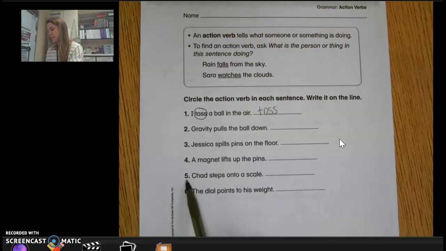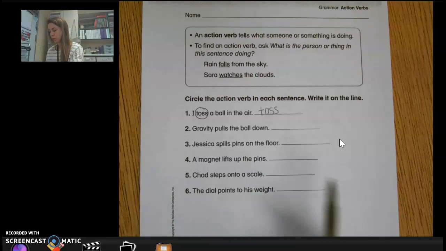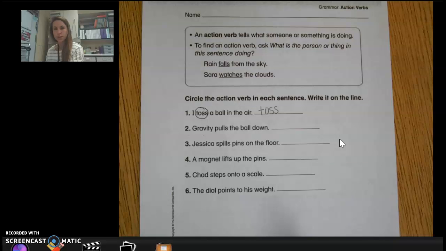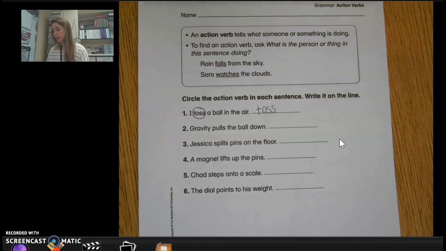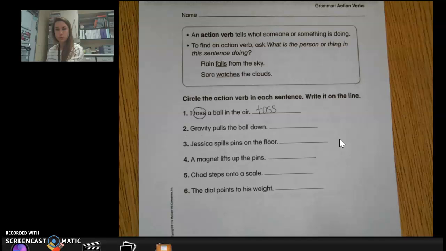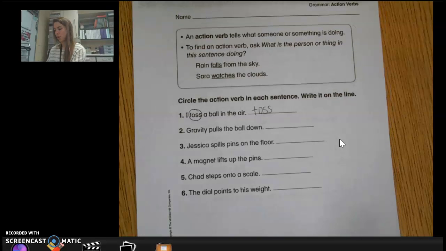Number five, Chad steps onto a scale. Pause. I want you to circle your action verb and write your action verb on the line. Last one, number six. The dial points to his weight. So circle your action verb and write it on the line. When you are done with this side, make sure you're all finished.